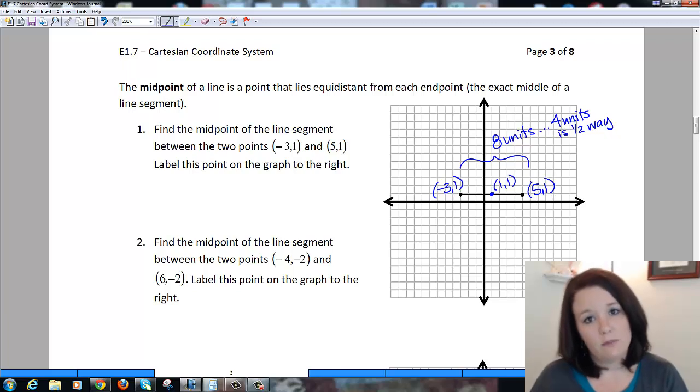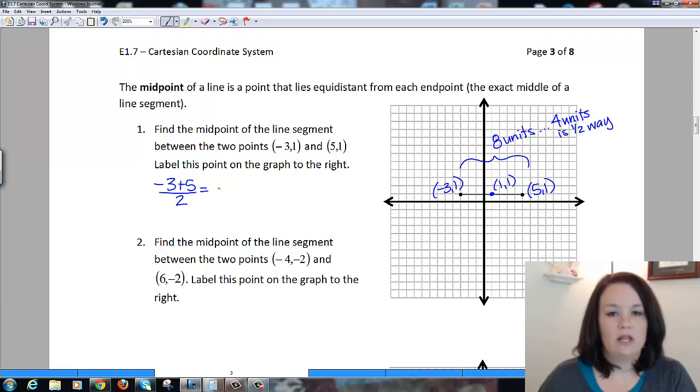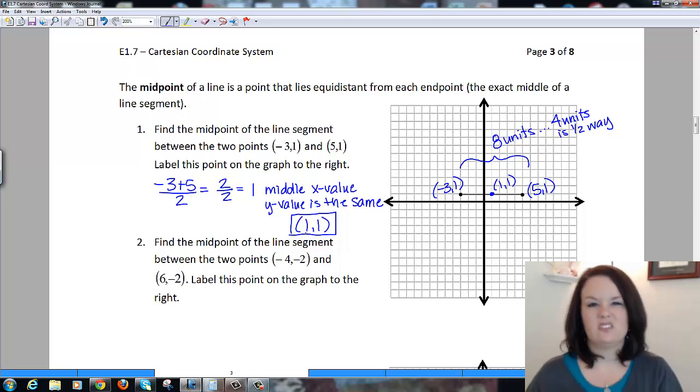So if I wanted to find the midpoint by averaging, I would do -3 plus 5, which are my two x values, and then divide by 2. So notice -3 plus 5 is 2, divided by 2 is 1. Okay, so this is my middle x value. Okay, and then my y value is the same. So since my y value is the same, then my midpoint here would be 1, 1. Okay, so there's a couple different ways to do it.